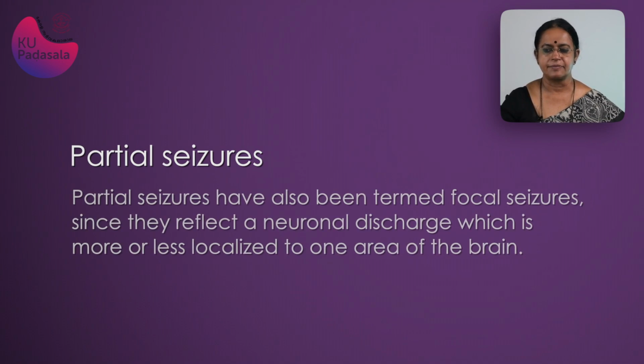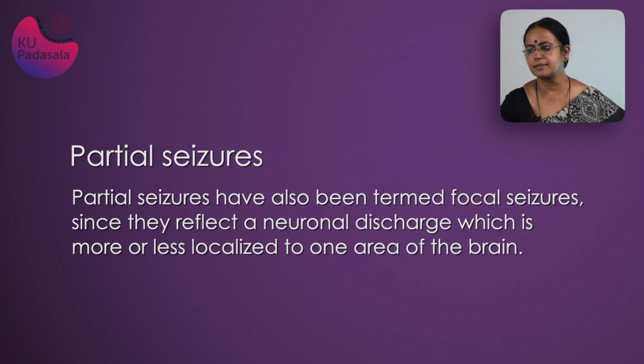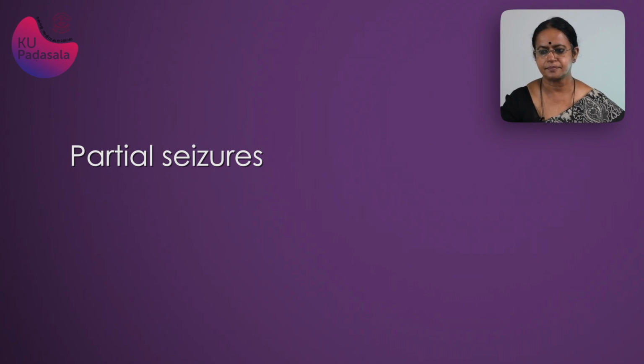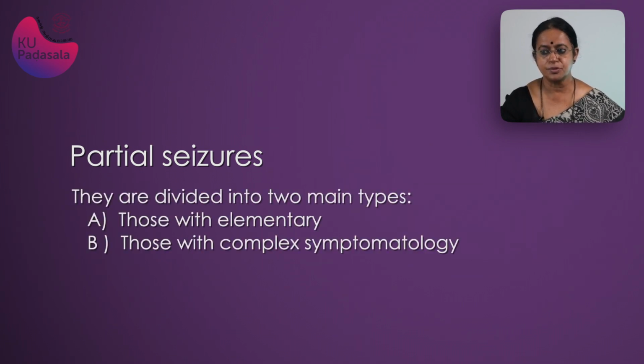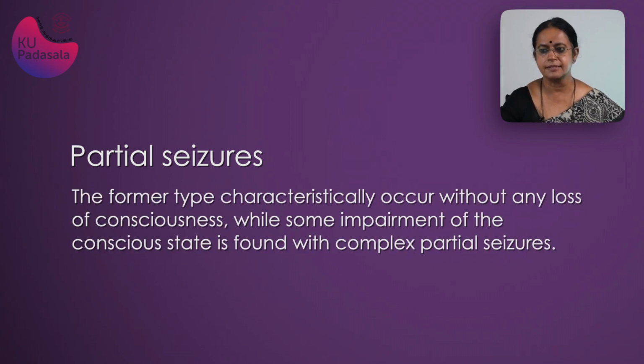Partial seizures, as we have just seen, are termed also as focal seizures since they reflect a neuronal discharge which is more or less localized to one area of the brain. They are divided into 2 main types, those with elementary and those with complex symptomatology. The former type, that is, those with elementary symptomatology, characteristically occur without any loss of consciousness, while some impairment of the conscious state of mind is found with complex partial seizures.